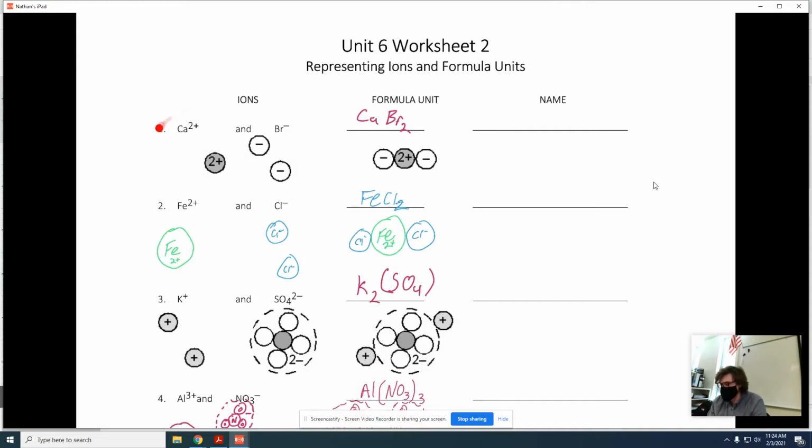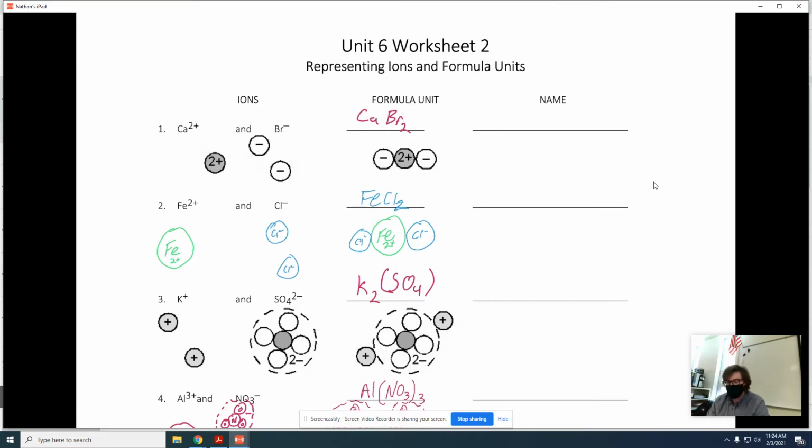So we looked at calcium ion. We said that would have a charge of +2. And then we looked at the bromine ion, which would have a charge of -1. And we wanted to try to predict what that compound would look like. And then we tried to write out the formula unit for that new compound that we created.